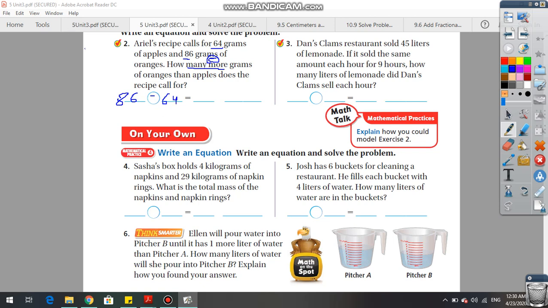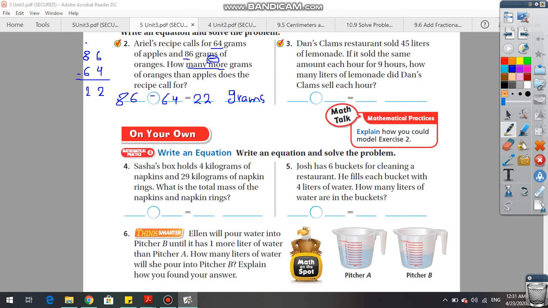So I'm gonna solve it here in a draft. Always do your plus and minus in a draft. Okay, I will start with ones, 6 minus 4 equals 2, and 8 minus 6 equals 2. So my answer is 22. 22 what? Grams. My unit is gram, so I'm gonna say grams.